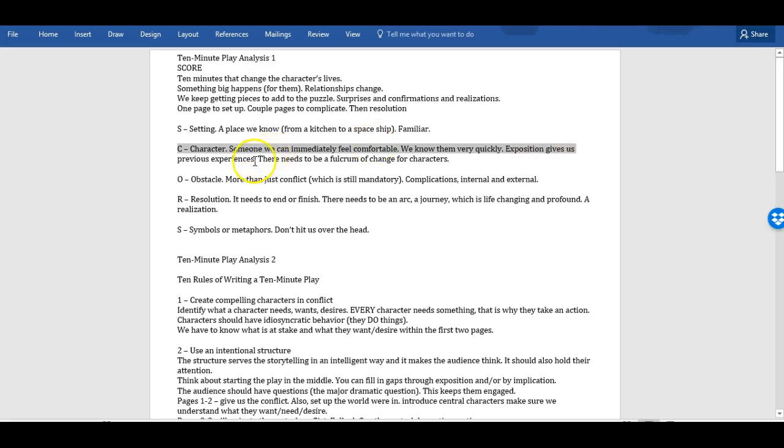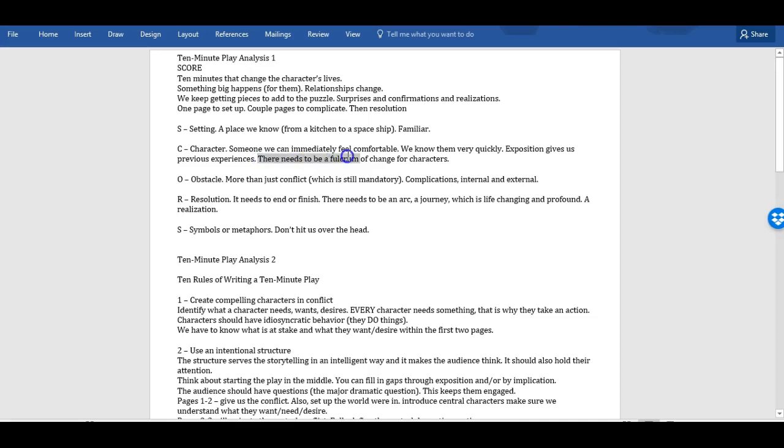Exposition tells us their previous experiences, which is great. We do want that, and you do have time for exposition. But make them recognizable. Make them somebody that doesn't take pages and pages to get to know.